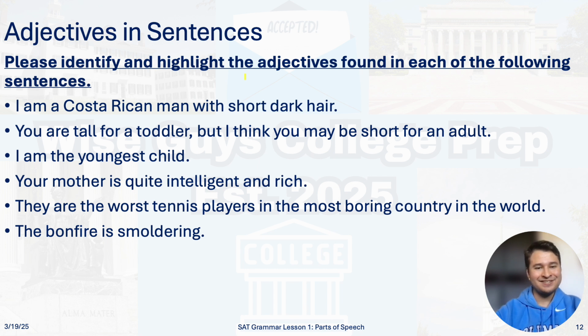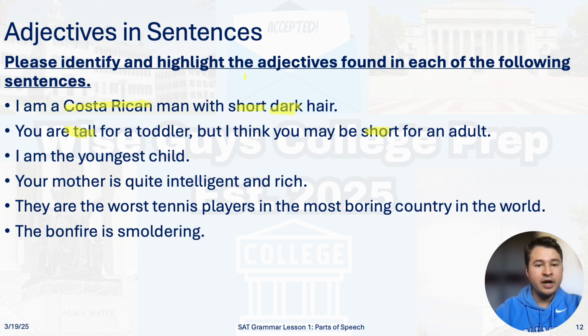Adjectives in sentences. Okay? Grab a piece of paper or something to write on because I want you to pause the video and write down the adjectives you identified for each sentence. Please do so for your learning. Now, I am a Costa Rican man with short, dark hair. Okay, so Costa Rican is an adjective, short is an adjective, and dark is an adjective, okay? You are tall for a toddler, but I think you may be short for an adult, okay? So here you have tall, and here you have short, okay?